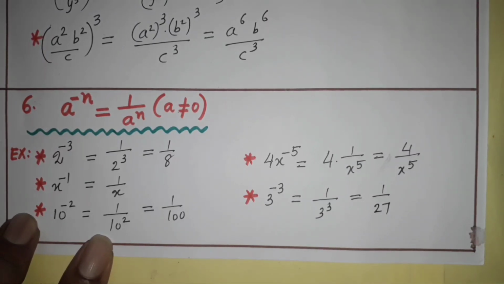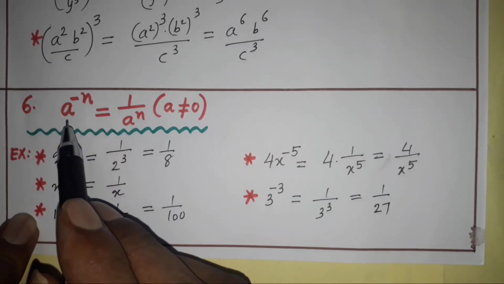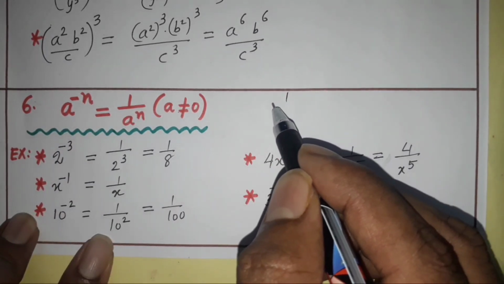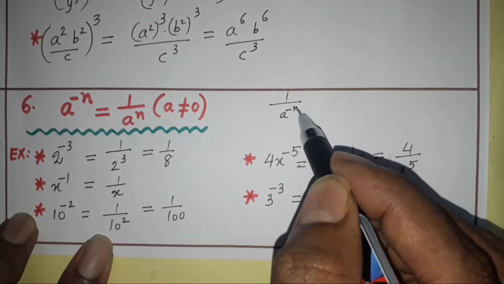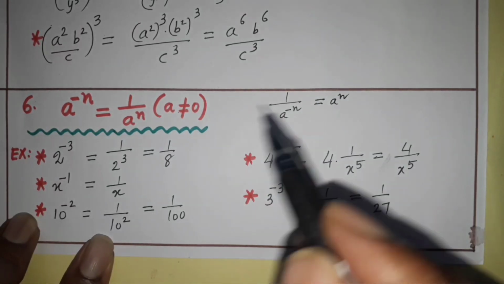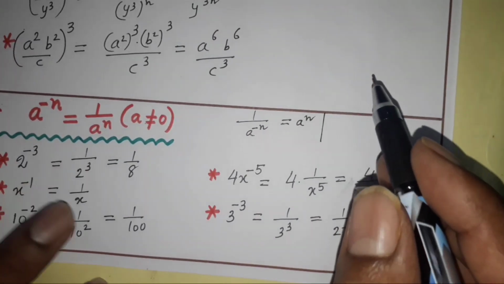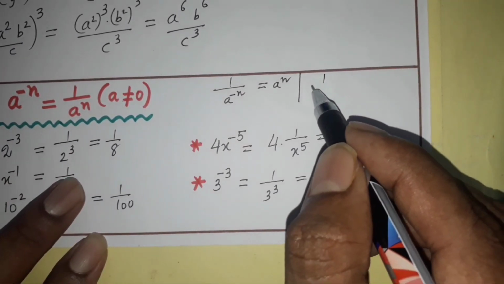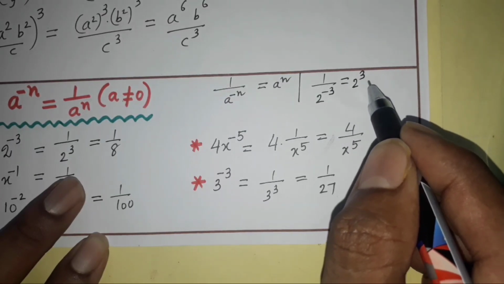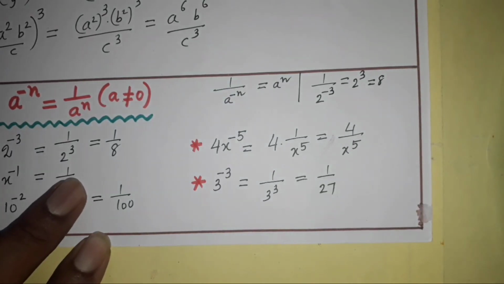And also I just want to tell you one more thing, children. If a power minus n, you write 1 by a power n. Suppose if you have 1 by a power minus n, then you write a power n. For example, 1 by 2 power minus 3. Simply you write 2 cube, that is equal to 8. Please observe.